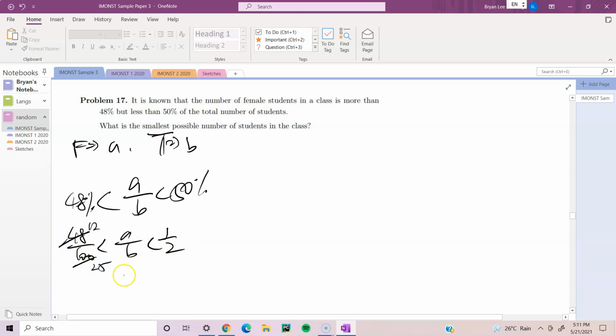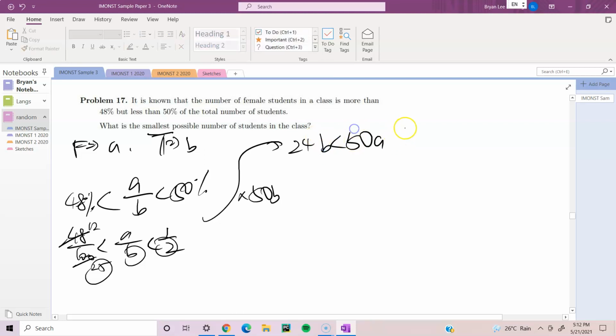Now, what we want to do is remove all the denominators. So we will be doing this by multiplying by 50b. Why? As you can see, 25, 2 and b multiplied together make 50b. So we would have 50a in the middle, and then for the left it would be 24b, and then for the right side will be 25b.